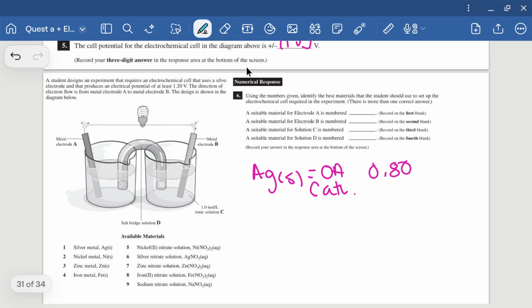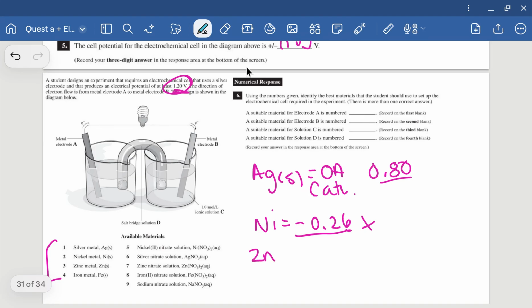Now, the other part here is not telling you the rest, but they are giving you a choice of metals and saying when you put this together, you do get a voltage of 1.20. So if I looked at my other choices of metals, I have nickel, and that gives me negative 0.26. If I go to use the formula and do cathode minus anode, I'm not near this value of 1.20. So I'm going to keep trying.